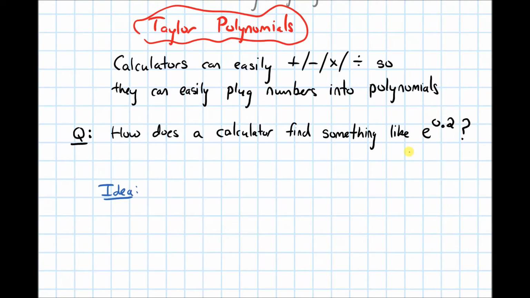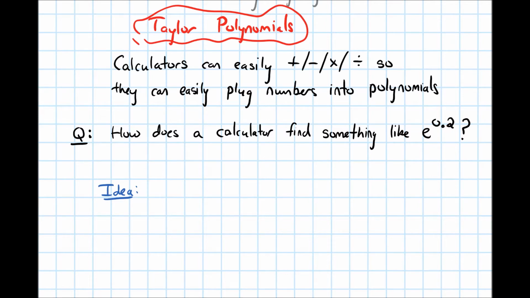In this video, we're going to talk about Taylor polynomials. So the motivation for this section is calculators can easily do things like adding numbers, subtracting numbers, multiplying numbers, and dividing numbers. So they can easily plug numbers into polynomials because polynomials do a combination of those things. And the question I want to ask is, how does a calculator determine something like e to the 0.2?